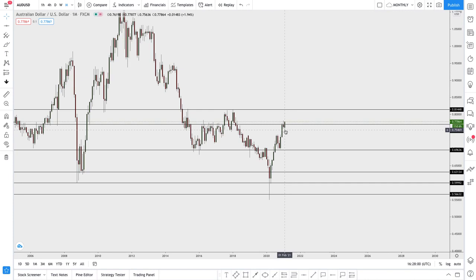Okay, I just need to make sure this is recording. Yeah, it's recording. Okay, this is just to make sure that you guys understand why I don't like to use lines for my levels.